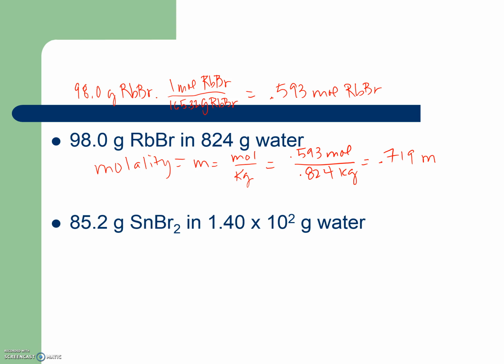Let's take a look at another one. We have 85.92 grams of tin(II) bromide in 1.40 times 10^2 grams of water. In this case, I would like you to try to solve this one all on your own and then check your work.